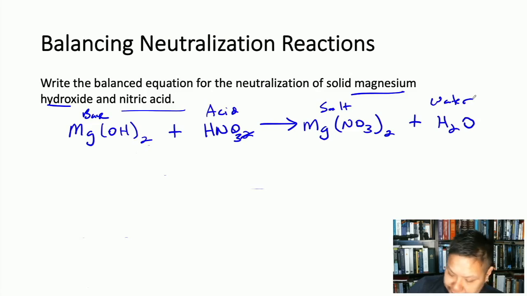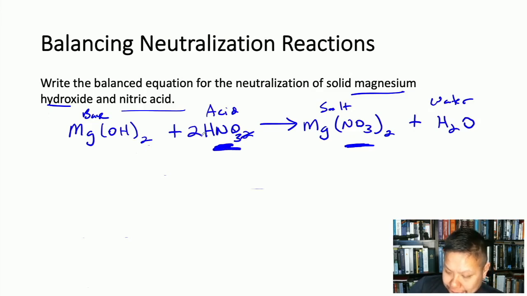So now we have to balance this because we have only one nitrate here on the left side, but we have 2 nitrates over here. So how do we balance it? It's actually really easy. First thing to do is we have two nitrates over here. So what's the easiest way to get two nitrates over here? Put a coefficient of 2 in front of it.